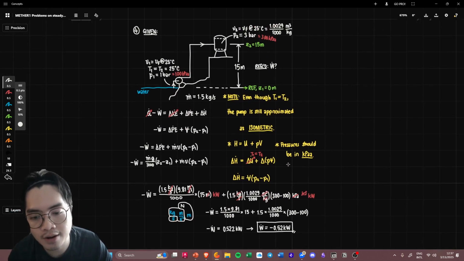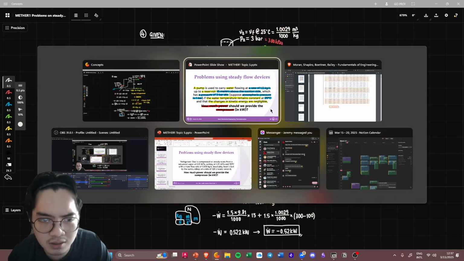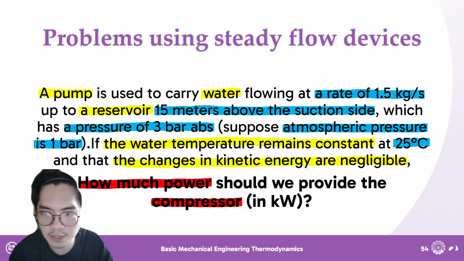That is your negative 0.52 kilowatts. This is actually small. This is a small pump. Okay. Anyway.